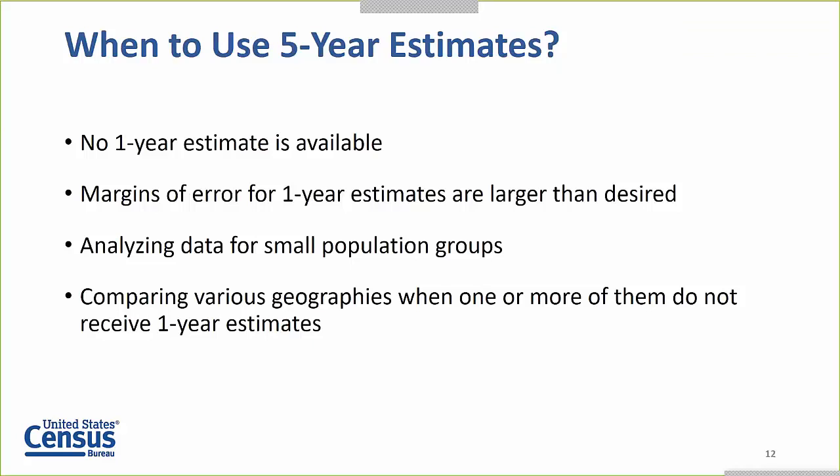Second, in general, you'll want to use 5-year estimates when the margin of error for the annual estimates is larger than desired. A margin of error is a measure of sampling variability, which is presented next to all ACS estimates. For example, 5-year estimates are helpful when analyzing small population groups because of the higher margins of error associated with them. Also, if you're comparing several geographies and one or more of those geographies do not receive 1-year estimates due to population size, you'll have to use the 5-year estimates.